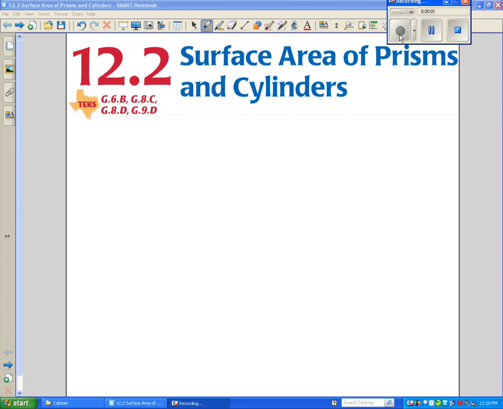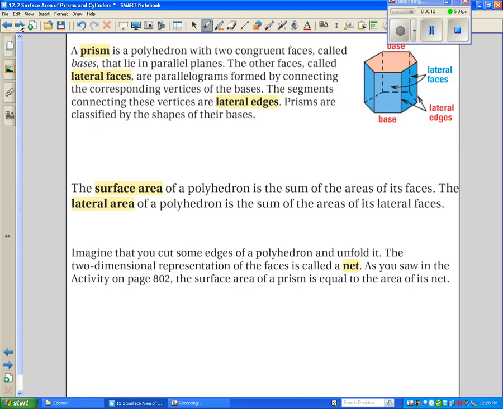All right, 12.2, surface area of prisms and cylinders. From what I understand, you should have already done almost everything in this section in previous years, but I'm going to go ahead and dive in. First, let's talk about what a prism is.